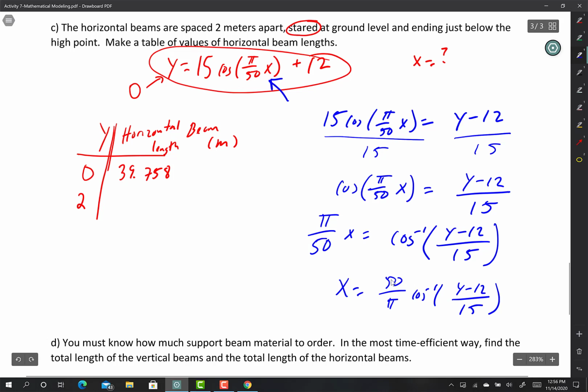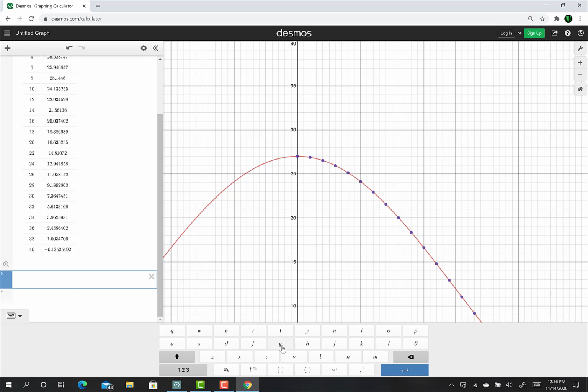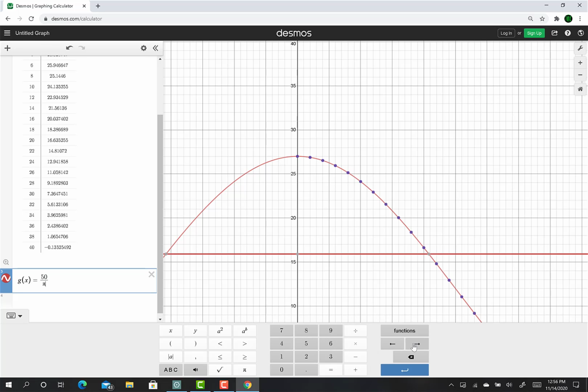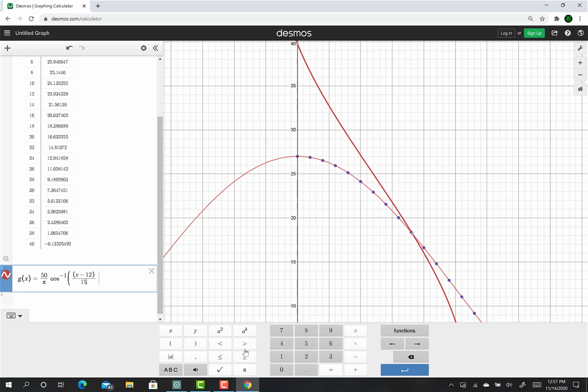So here we go. 50 over pi arccosine. All right, I think I can remember that. So let's go to this one right here. I'm going to call that g of x because I'm going to need f of x eventually. g of x, I'm going to put an equal sign. And it was 50 over pi, and it was arccosine, so functions, arccosine, boom. And then I'm going to open up another parenthesis, x minus 12, close, divided by, that way, see how the x minus 12 is grouped together, 15. And I'm going to turn off that graph in a little bit, close it. Oh, I don't want to close that guy, close over here.